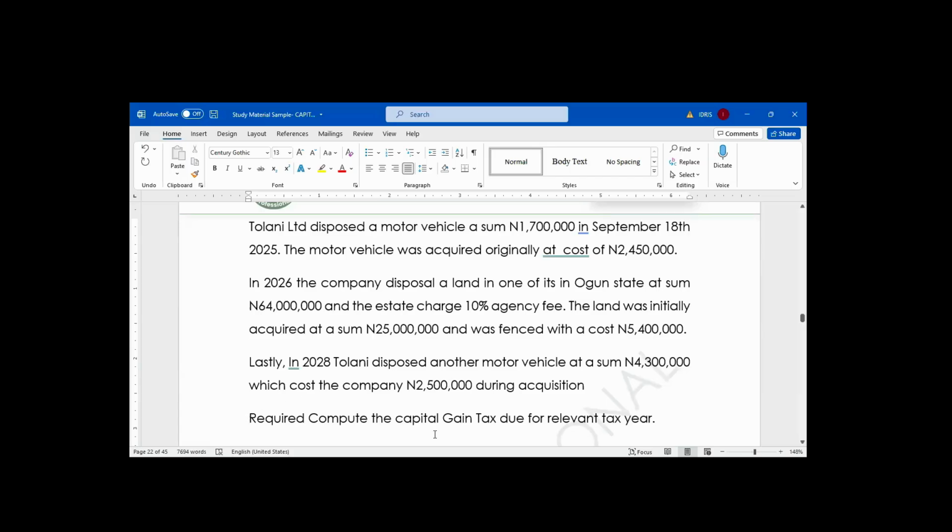So now, if we want to solve this question, first and foremost, in 2025, they disposed that motor vehicle for 1.7 million. The motor vehicle originally cost 2,450,000. So let's use Excel to solve it so that we can understand. After that, we are moving to rollover again.